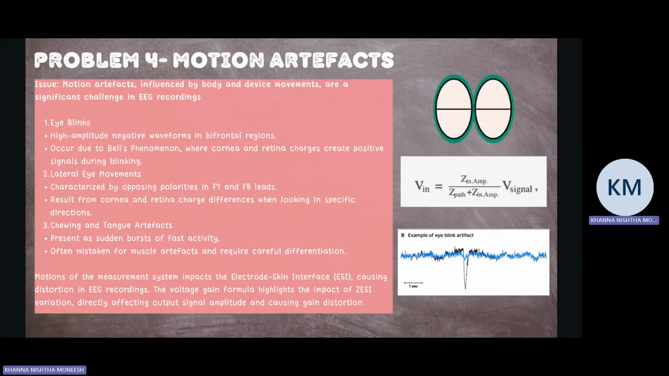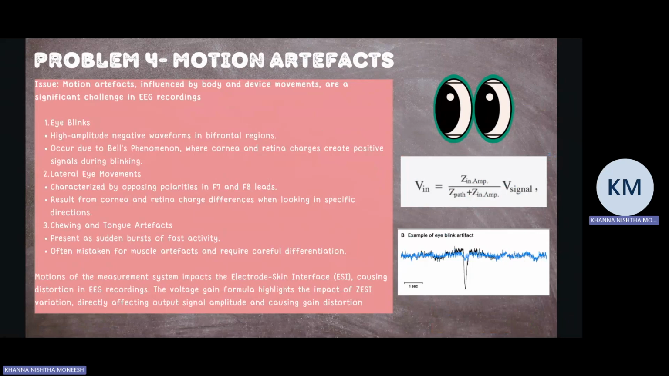Lastly, motion artifacts influenced by body and device movements pose a significant challenge in EEG recordings. Eye blinks are identified by strong negative signals in the frontal part of the brain. This is known as Bell's phenomenon, which occurs because the cornea and retina produce positive signals during blinking.